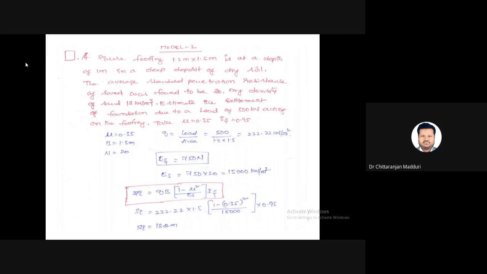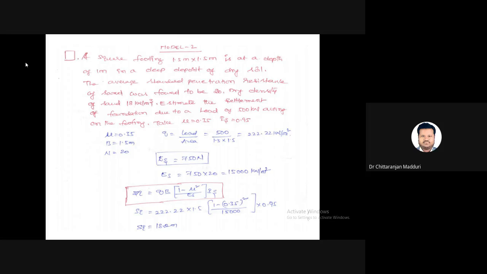So net foundation pressure equals load by area. Load is 500 divided by the area of the footing, 1.5 by 1.5. Net foundation pressure equals 222.22 kilonewtons per meter square. Young's modulus is related to the standard penetration number. So the modulus equals 750 into the corrected SPT number. 750 into the SPT number, 20 here, gives 15,000 kilonewtons per meter square.